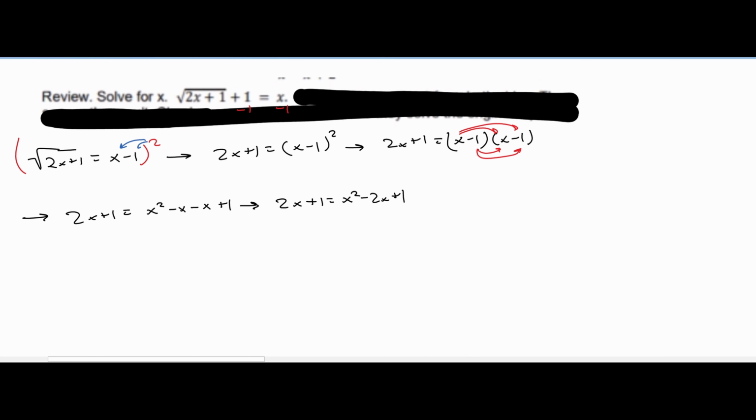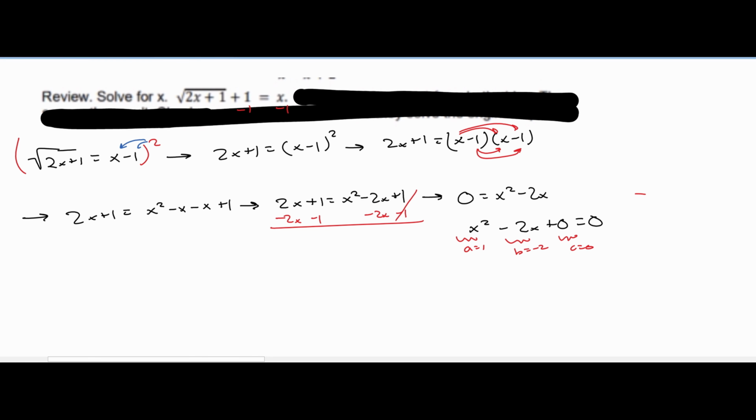Now, again, we want to combine like terms to get everything on one side. So we subtract 2x and subtract 1 from both sides. If we do this, we can see that our 1s are going to cancel out because they're of opposite sign. We are going to get 0 is equal to x squared minus 2x. It'll be easier to see if we write it like x squared minus 2x. And if you want to plug it into the quadratic formula, we'll have plus 0 is equal to 0. That way, we still have our a as 1, we have our b as negative 2, and we have our c as 0. So we're going to plug this into the quadratic formula, negative b plus or minus the square root of b squared minus 4ac, divided by 2a.